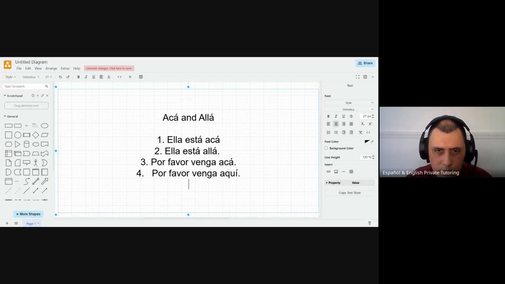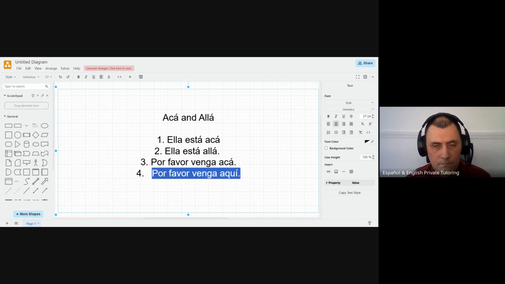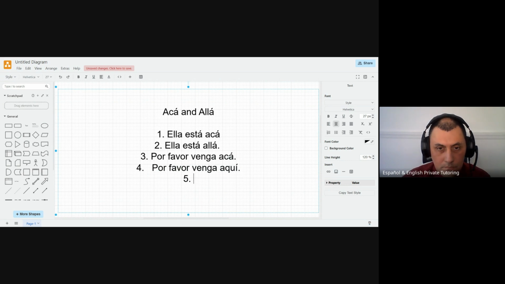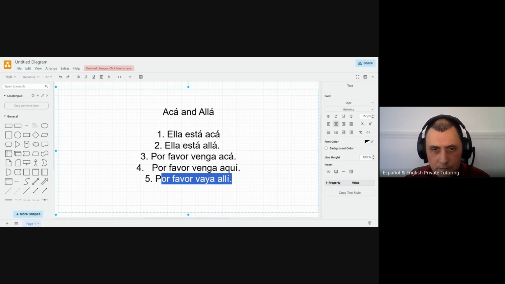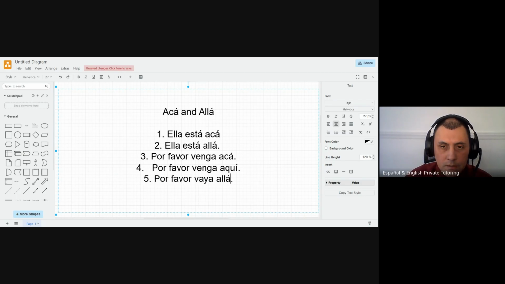And I'm going to give you another one. Por favor, vaya allí. The fifth sentence is incorrect. Allí cannot be used with verbs of motion. In this case, you have to use allá instead.